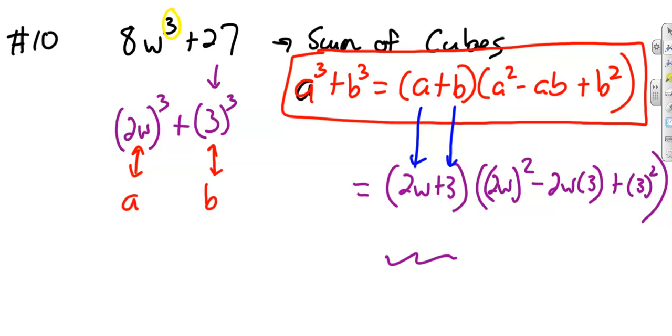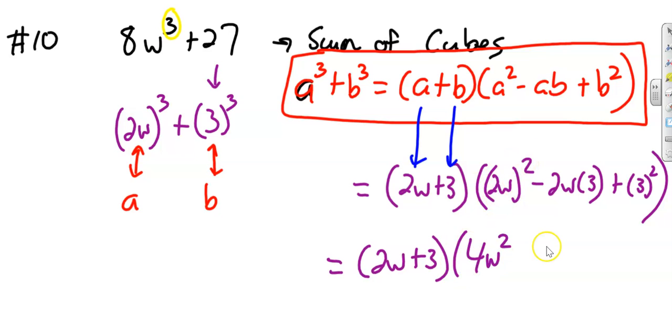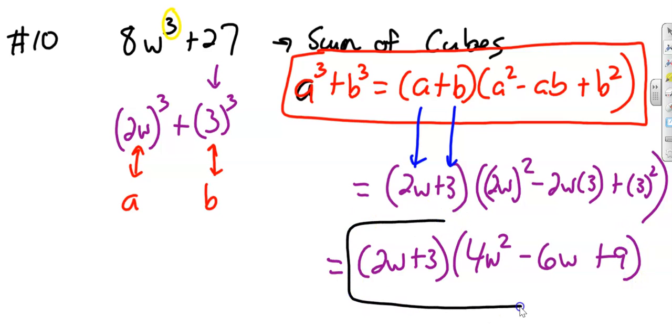Okay, and there's only a small handful of things that you can do with this one. The first parentheses there is 2w plus 3, so that one's pretty much done. For this one, you can do 2w squared and make that 4w squared. The 2w times 3, you can change that and make that minus 6w, and then 3 squared would be 9. Okay, and that would be your final answer.